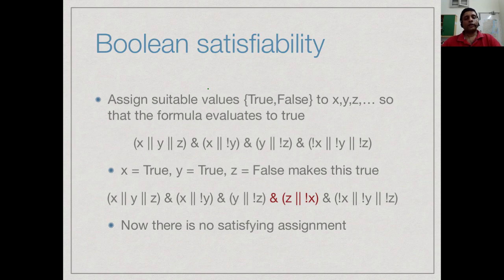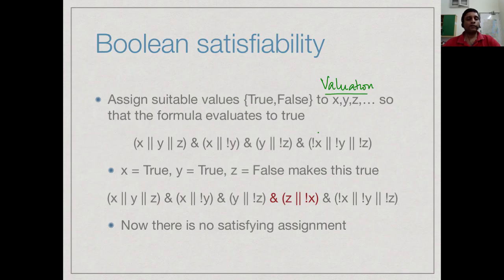So our goal is to find out whether this given formula can be made true by assigning suitable values to x, y, and z, all the variables in the formula. This is called a valuation. A valuation is a function that says x is true, y is false, z is true, and so on. So it fixes the value of each Boolean variable.